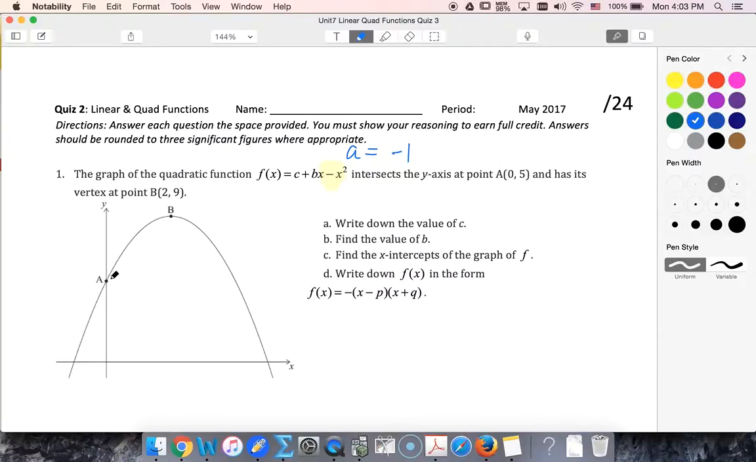Okay, we keep reading, we intersect the y-axis at the point 0, 5. Well, here's A, that's the point 0, 5, that tells me this y value must be 5. Remember, the y-intercept is also the C value. So my command here of write down C is 5.